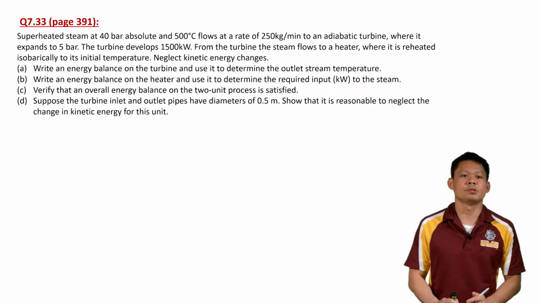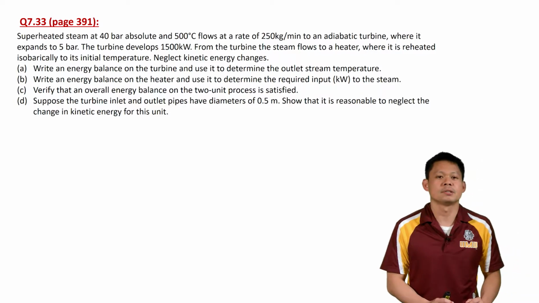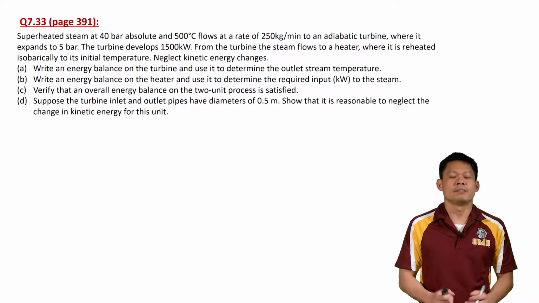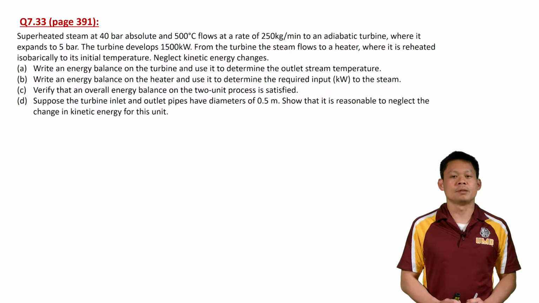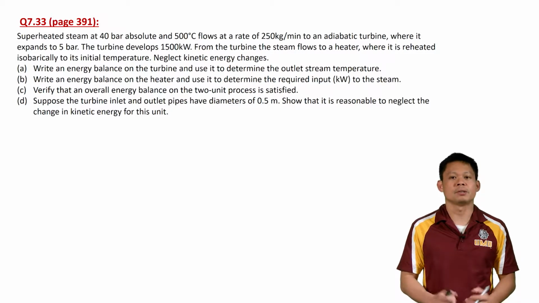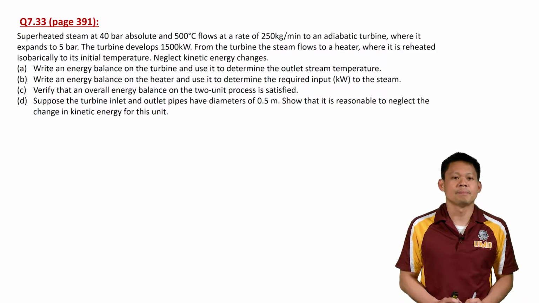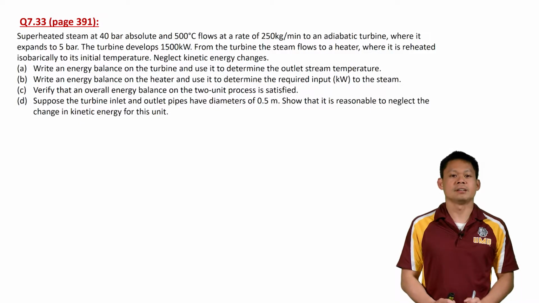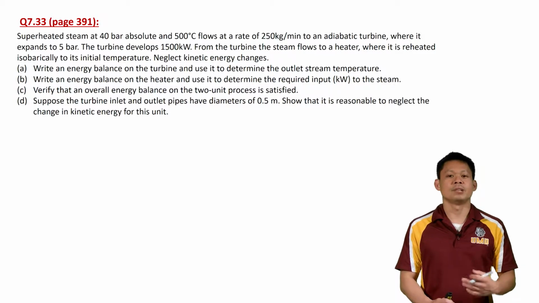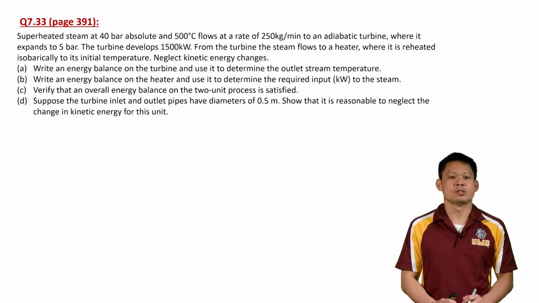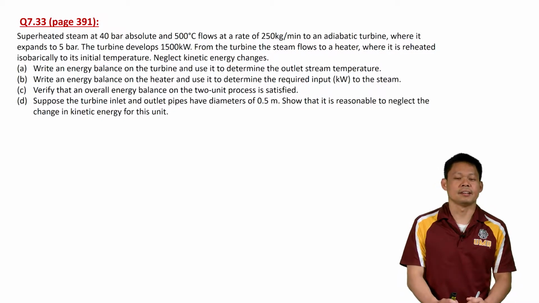So in this example, we have superheated steam at 40 bar absolute and 500 degrees C. We are given the mass flow rate of 250 kilograms per minute into an adiabatic turbine. Adiabatic means there is no heat transferred to and from the system, where it's expanded to 5 bar. The turbine develops 1500 kilowatts of energy. Once it gets out of the turbine, the steam flows to a heater where the steam is reheated back up to its initial temperature, so we're going back up to 500 degrees C. We're told to neglect kinetic energy changes.